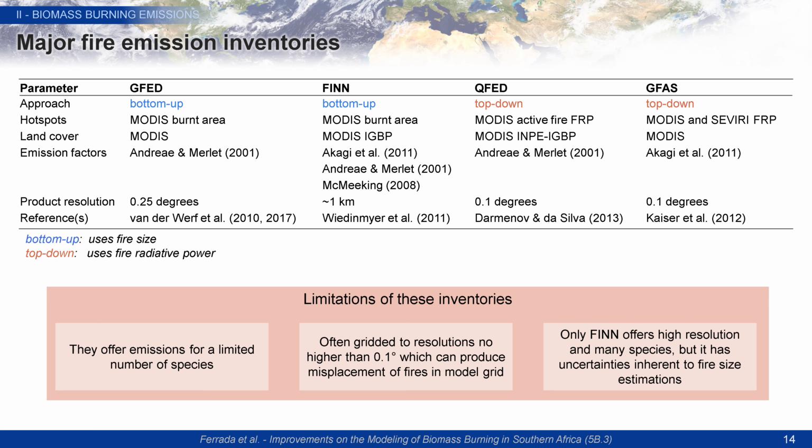In addition, except for FIN, they offer emissions gridded at resolutions not higher than 10 kilometers. This can be a problem because fires in fine model grids can be misplaced, and then the smoke is subject to different meteorology and circulation patterns, which is particularly important in complex topography. For example, fires in the Rocky Mountains.